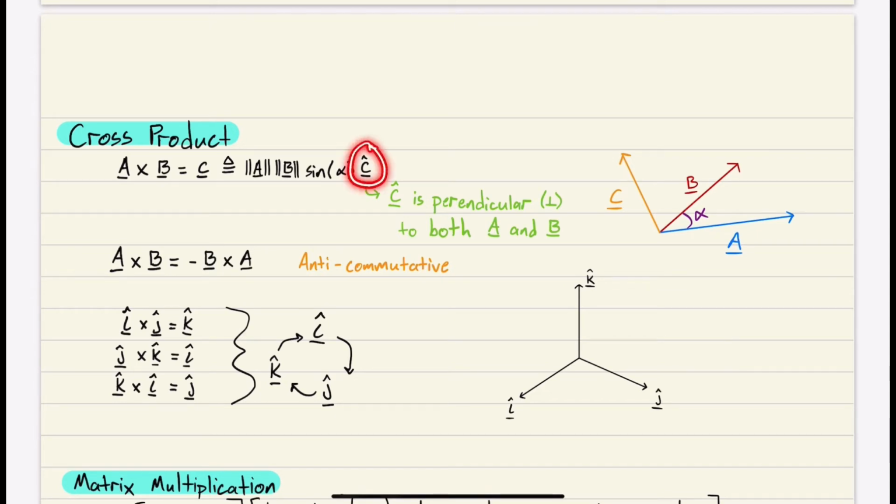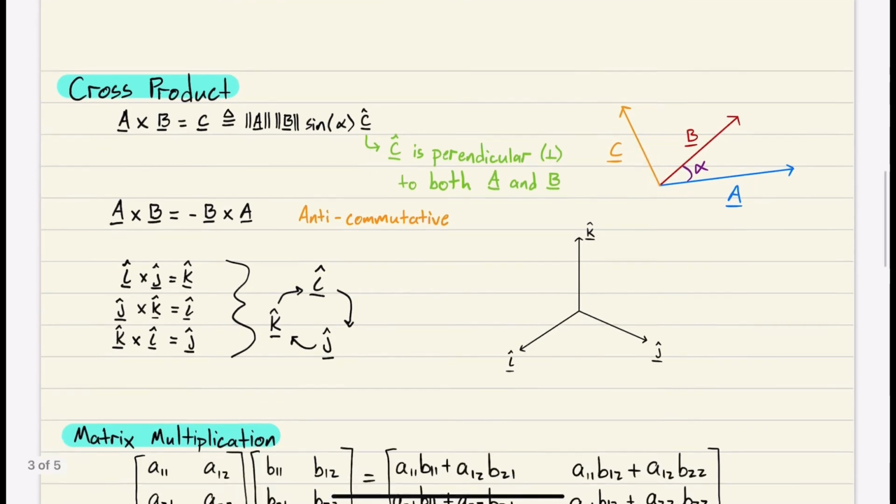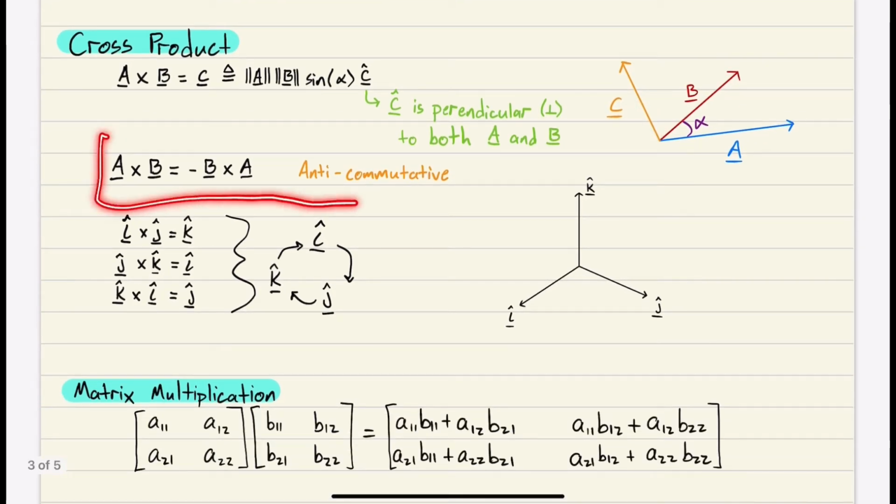C hat would look like this. It would be of length 1, pointing in the direction of C. Here, if we look here, the cross product is anti-commutative, which means that A cross B is equal to negative B crossed A. So if you flip it, you have to negate it.